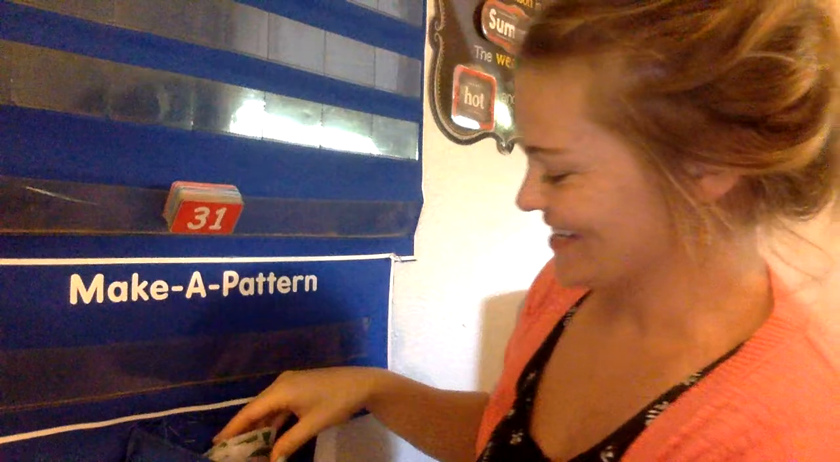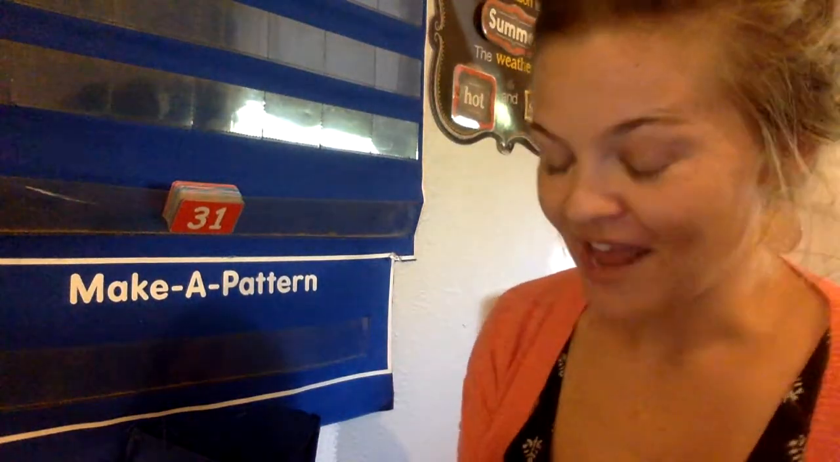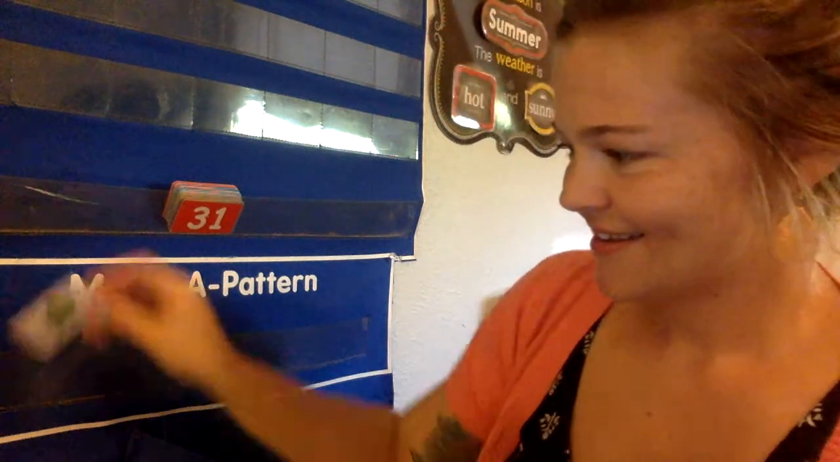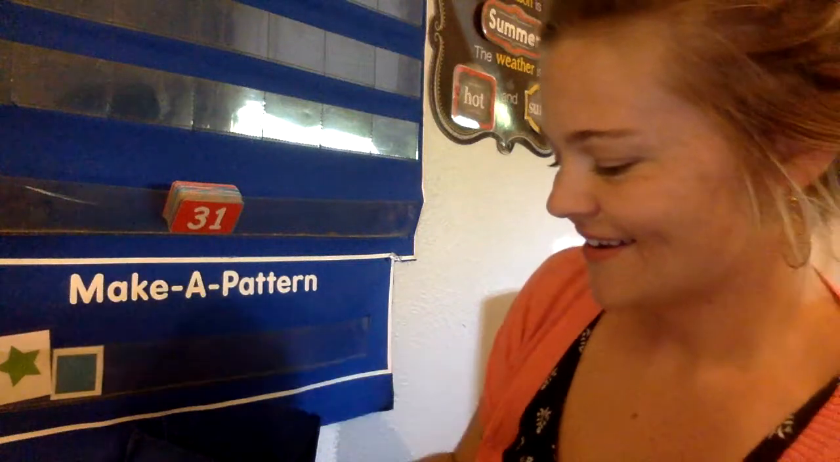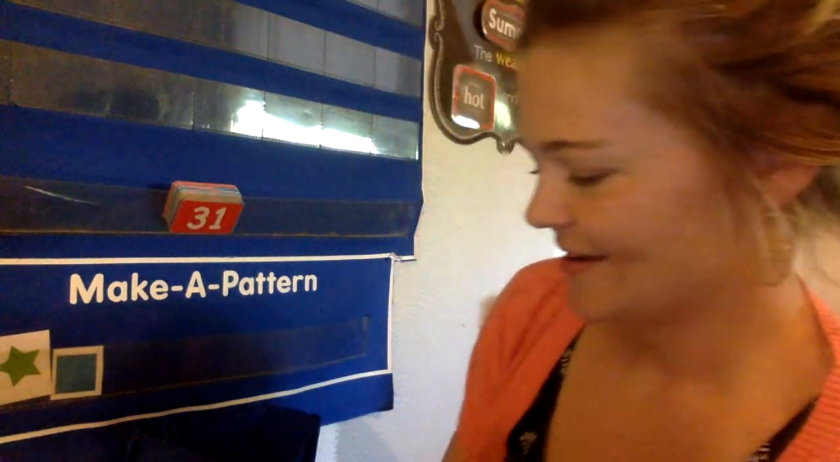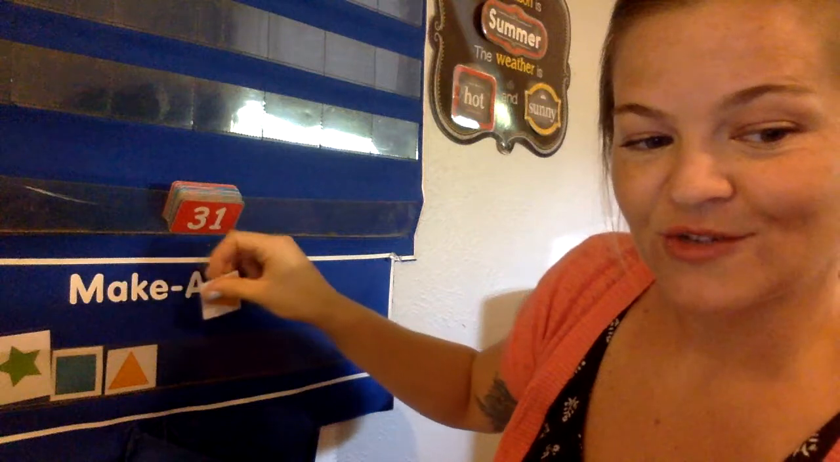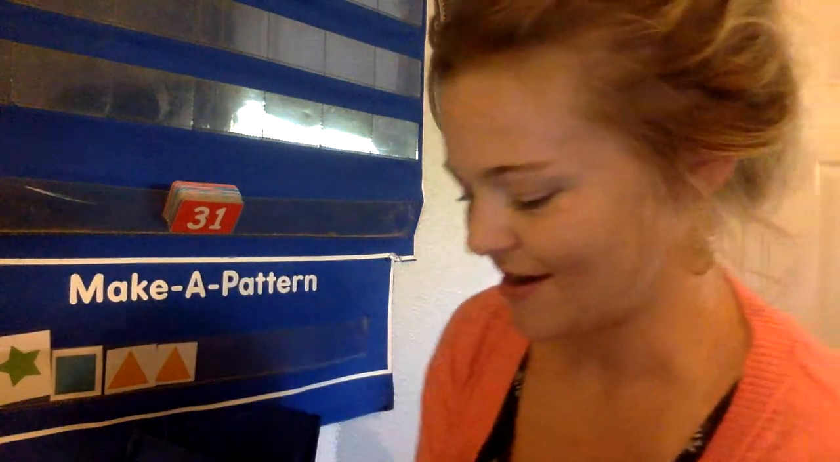All right. Oops, not forget the pattern. Okay. Yesterday we did an A, B, C, D, E pattern. That was such a long pattern. Okay, let's see. I'm going to make a pattern, and you try to figure out what kind of pattern it is, okay? Let's see. So far we have star, square, triangle, triangle.